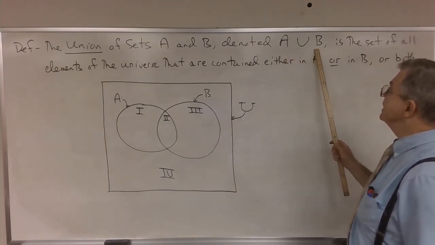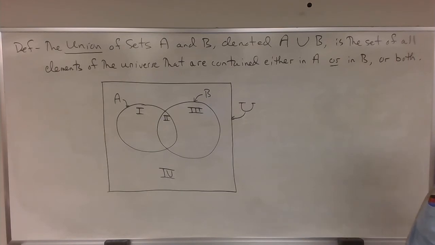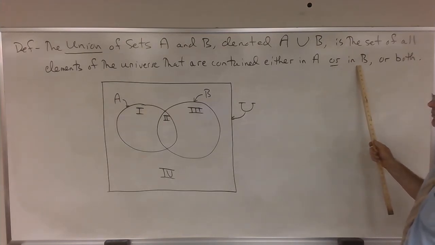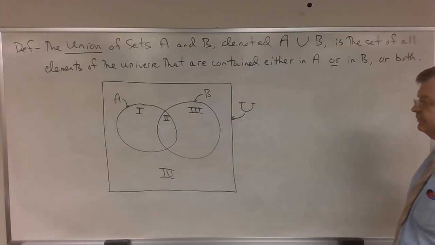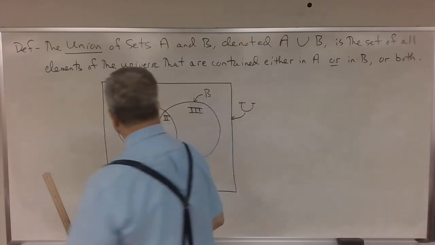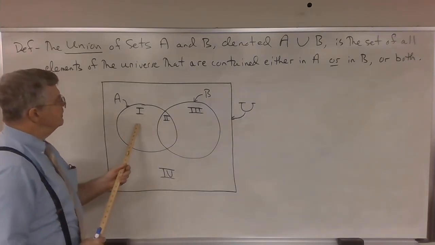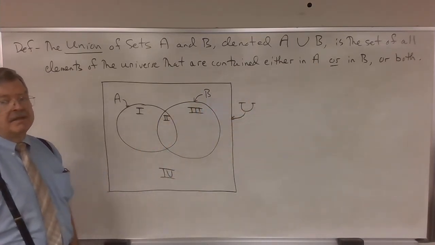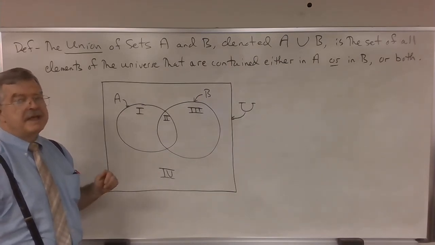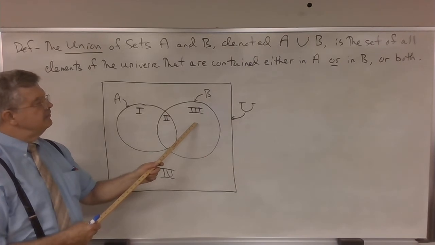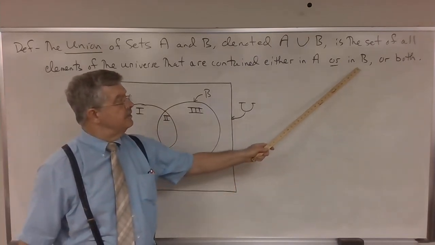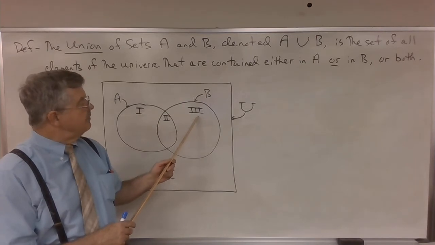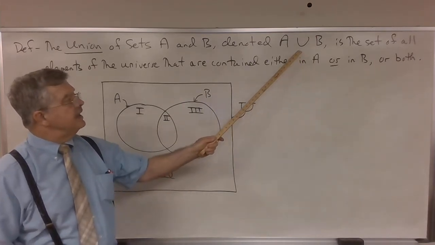So A union B is the set of all elements of the universe that are contained either in A or in B, or both A and B. So, if an element is in region 1, it's contained in A, right? So region 1 is part of A union B. If an element is in region 3, it's contained in B. So it's contained in A or B. Anything in region 3 is contained in A union B.